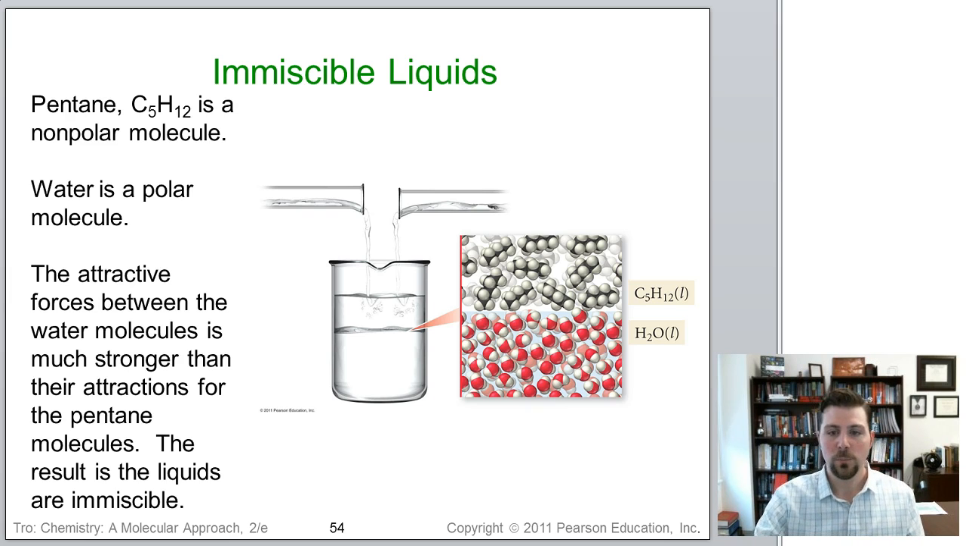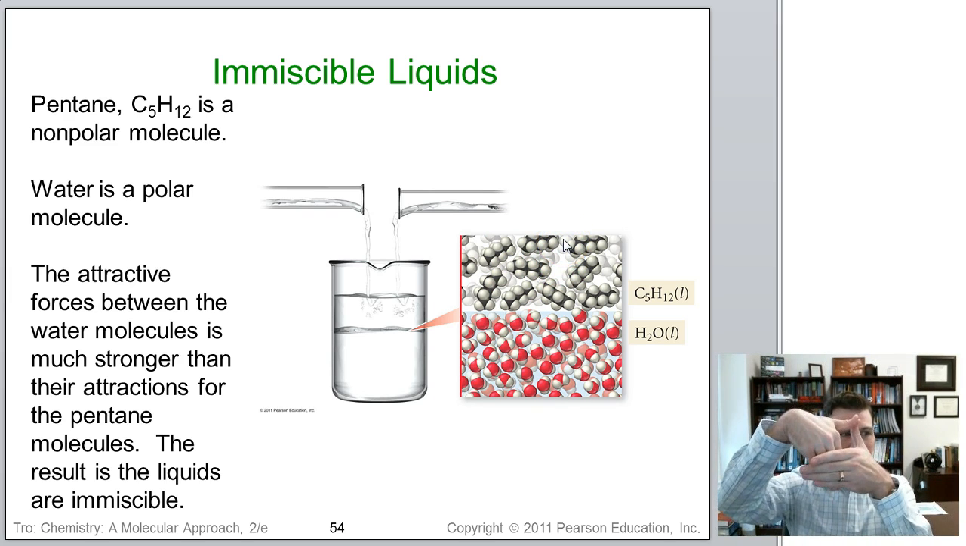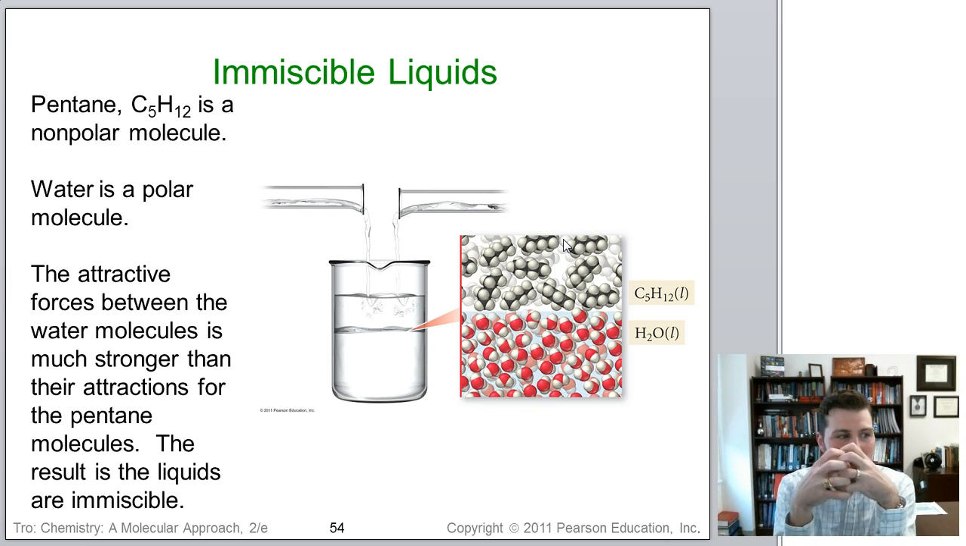Think of it as these pentane molecules on top here cannot break down into the water layer because you have all these hydrogen bonds happening in the water layer, and you don't really have any of those happening in the pentane layer. So to get one pentane molecule down into the water, it would have to break up all the positive attractions that those water molecules have for each other that keep them together, and pentane is just not capable of doing that. So therefore, they're immiscible liquids.